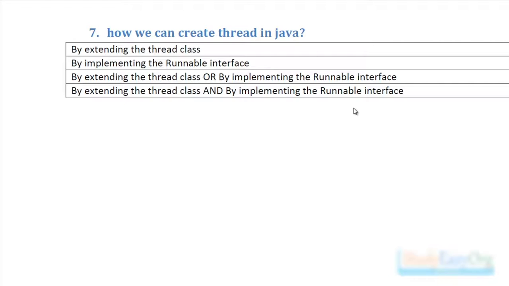And the correct option is the third option, because both of these ways can be used for creating a thread, either by extending the thread class or by implementing the runnable interface. The fourth option is incorrect because we need only one of these options, not both of them. Hence, the third option is the correct option: we may either extend the thread class or implement the runnable interface, and by implementing the method inside the runnable interface, which is the run method, we can create a thread under Java. So the third option is the correct option.